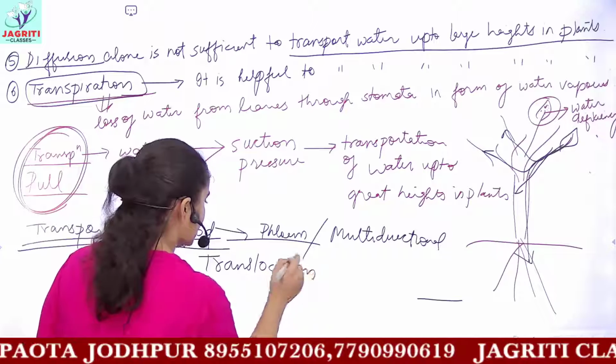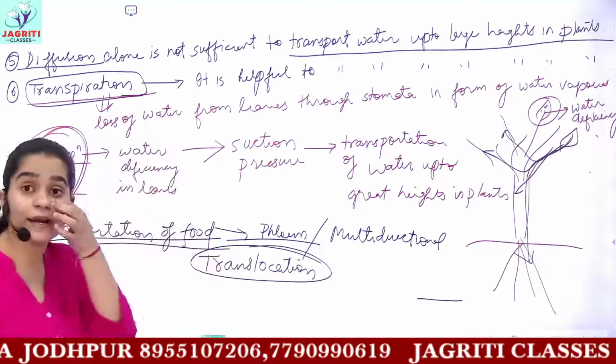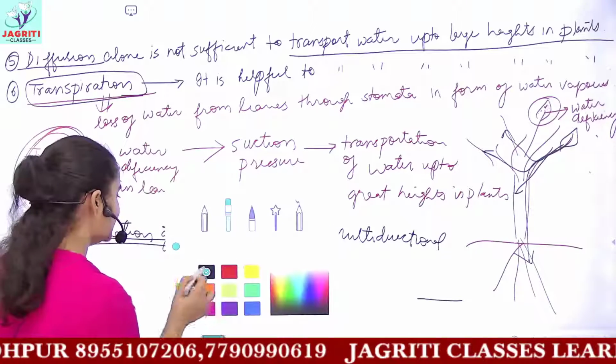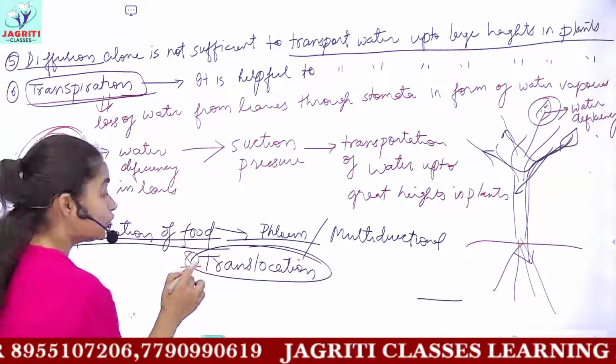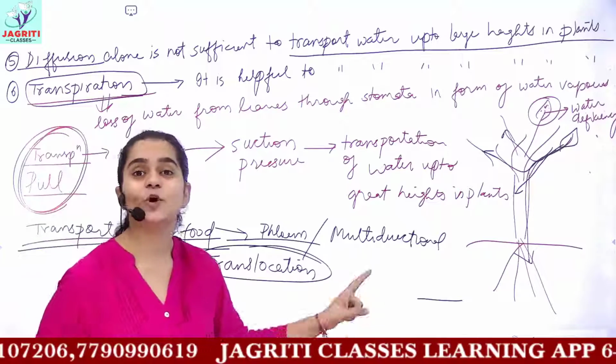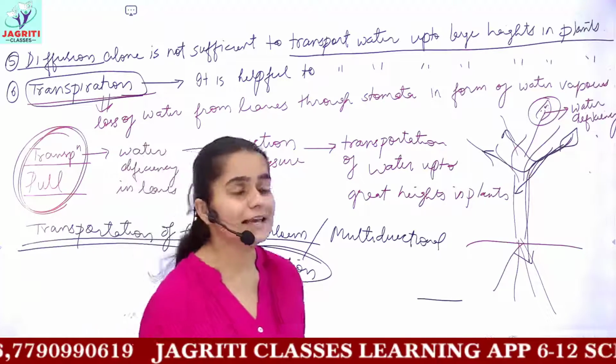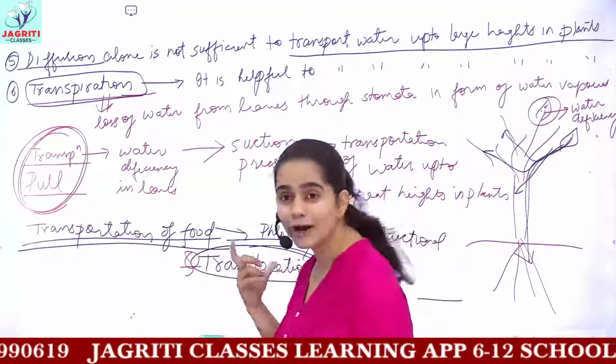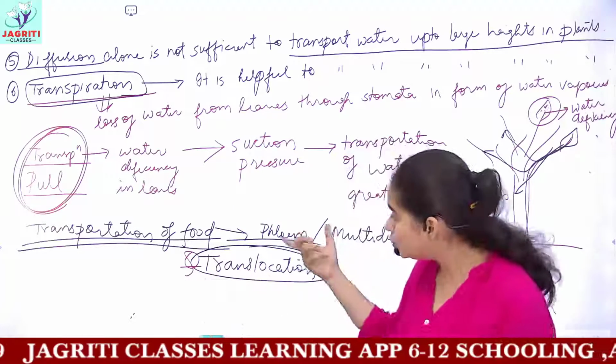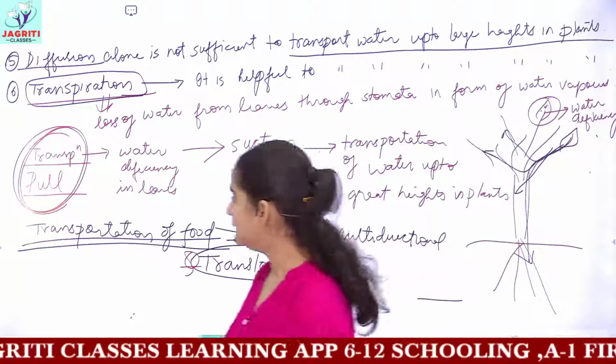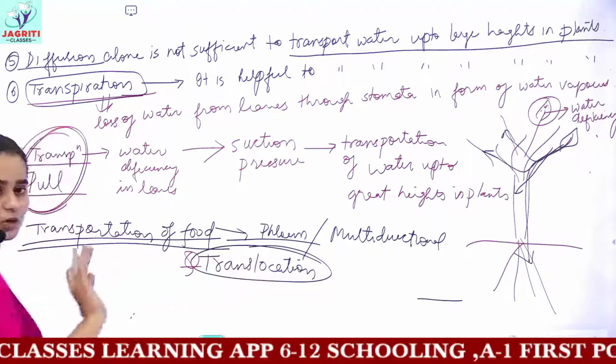And this is again a very important question which you get in exams. What do you mean by the term translocation? Translocation is the transport of food, which you can say is the transport of complex carbohydrates and amino acids through the phloem. And this is called translocation.